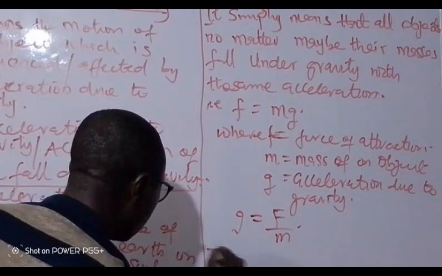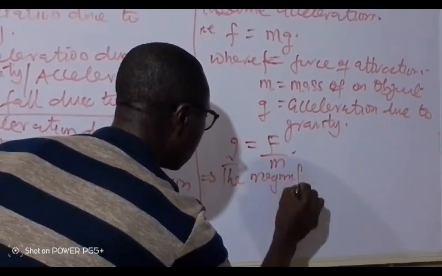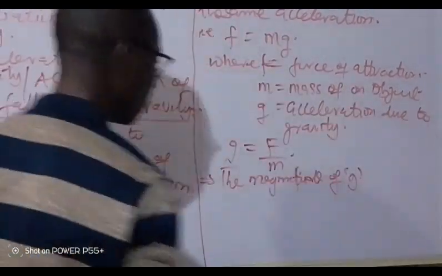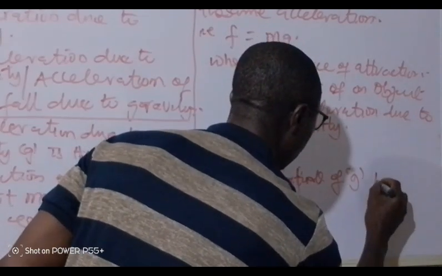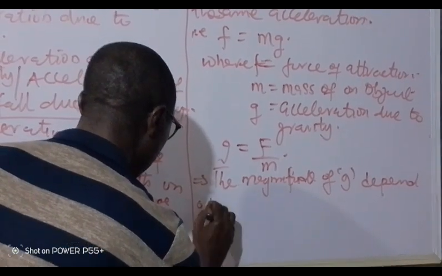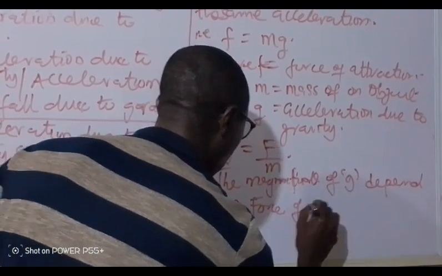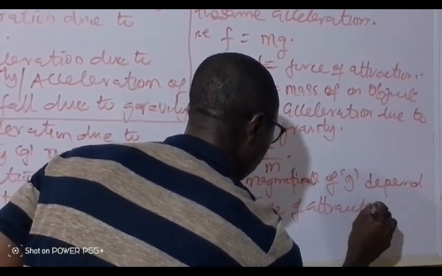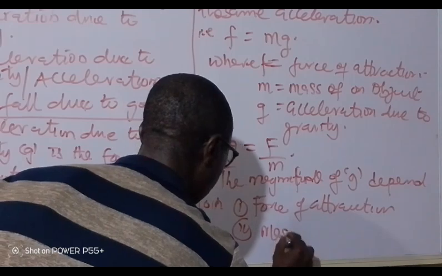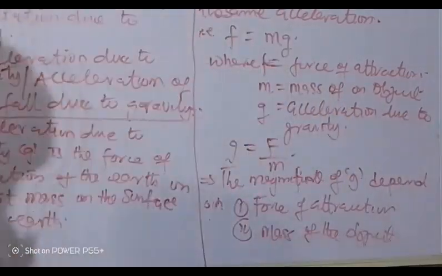To write, the magnitude of g depends on one, force of attraction of the Earth on an object, two, mass of the object on the Earth's surface.